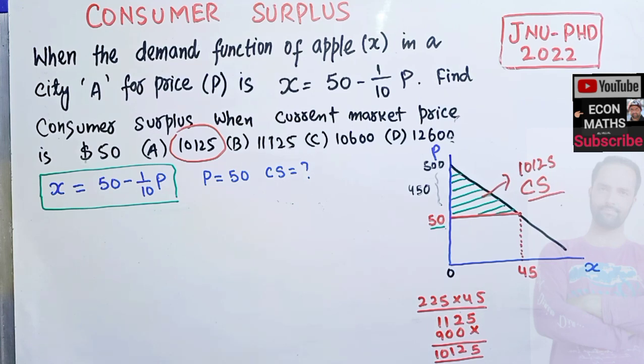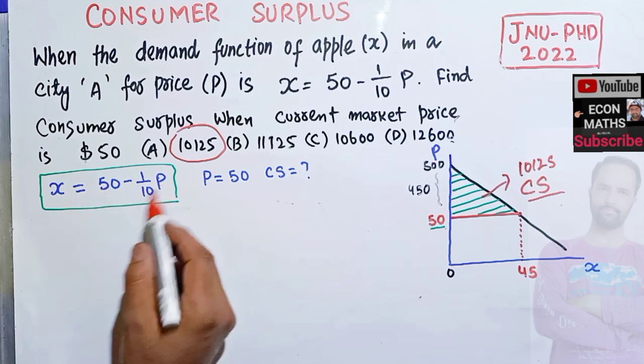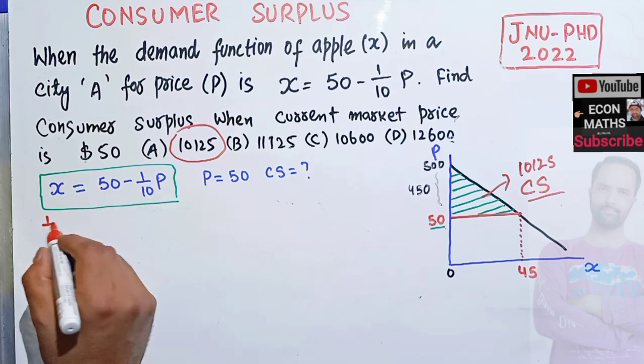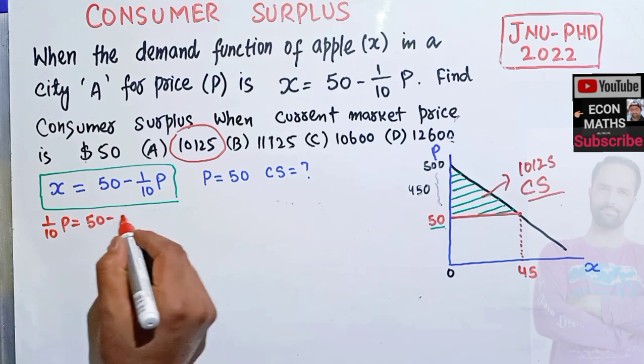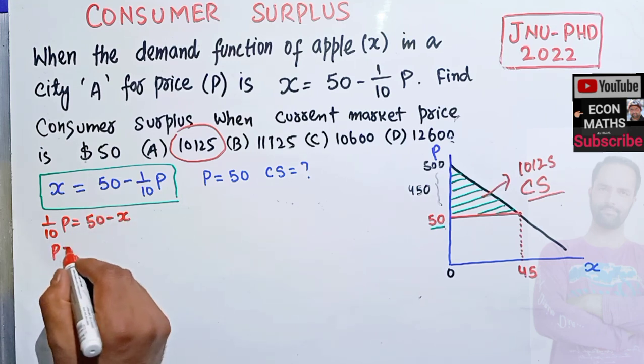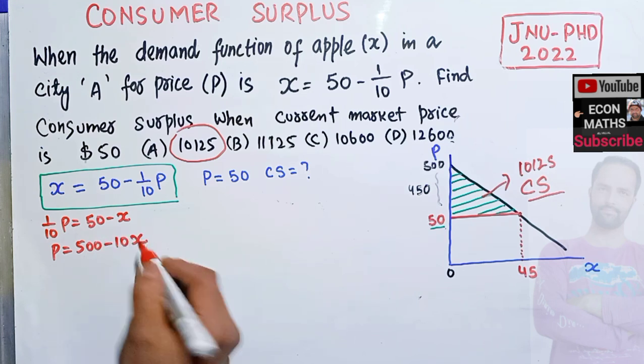So first, if we want to solve this question using the integration method, we need to find out the inverse demand function. That means we first solve this function for price, that is 1 upon 10. P will be equal to 50 minus x, or P will be equal to 500 minus 10x.